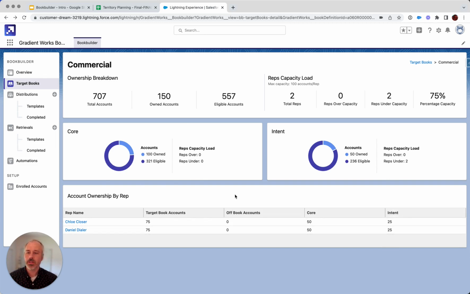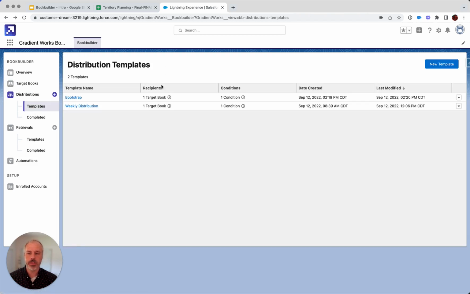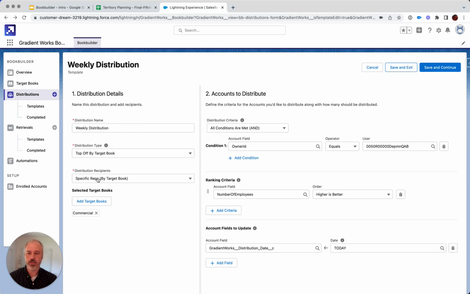So what Ron's going to do to get things kicked off here is he's going to go to his distribution templates, and he has a weekly distribution template set up already to distribute accounts to reps. And he's going to select that he wants to top those off by target book, meaning that he's going to give reps accounts to fill up their book. We'll set it to be the commercial accounts, and then we're going to go over here and make sure that we're pulling only accounts that are owned by our pool user.